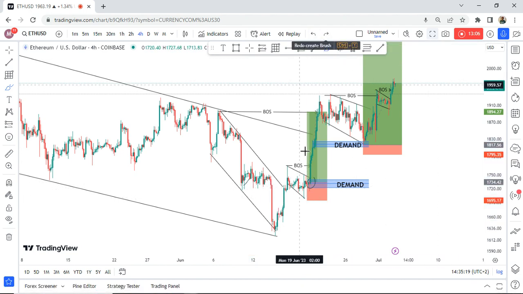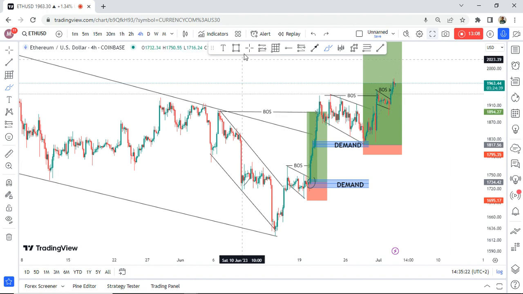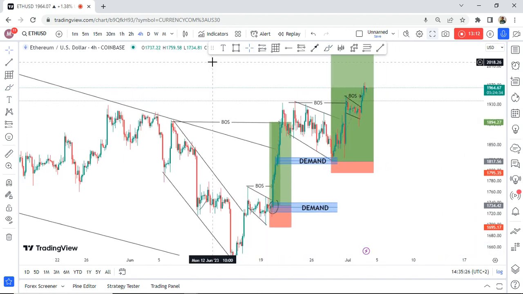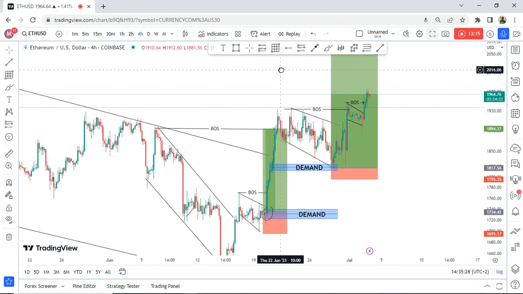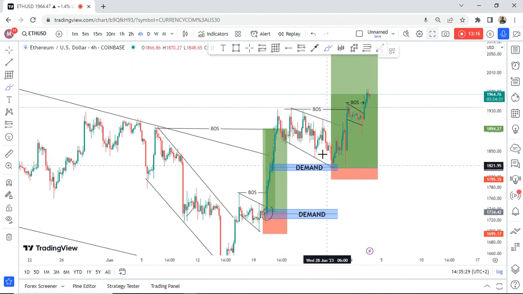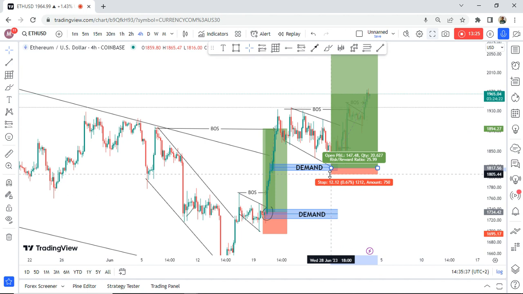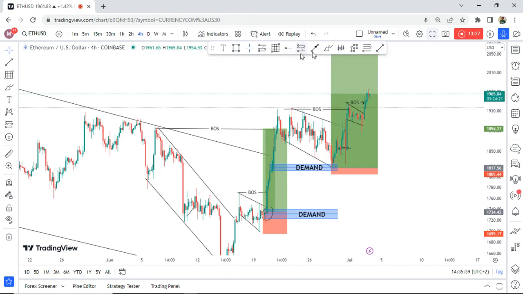So we caught this entry in this area, and last week I caught this entry of SMC, but my entry was a little bit late. I think I entered around this area, but my stop loss was still below. I think it's below this order block. I did enter around this area, but I was fine since the market already made me a lot of money in this area.